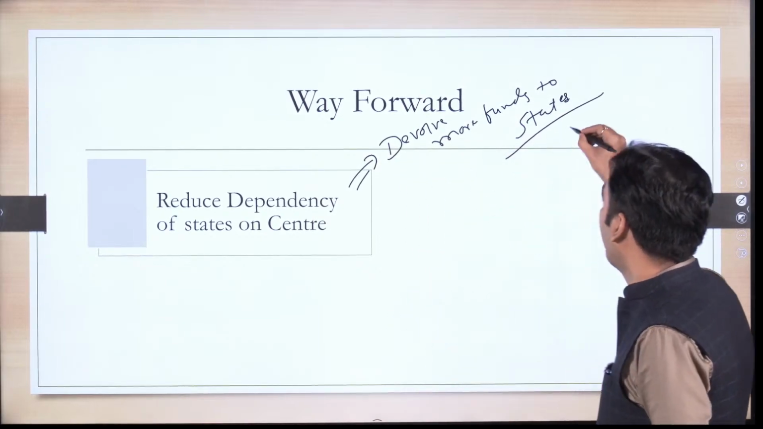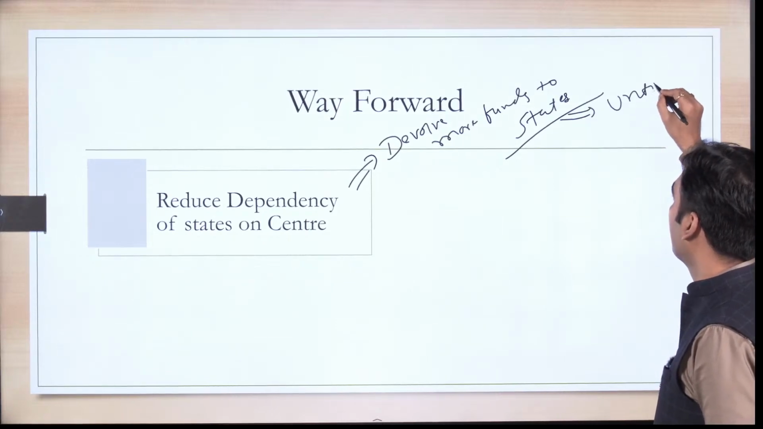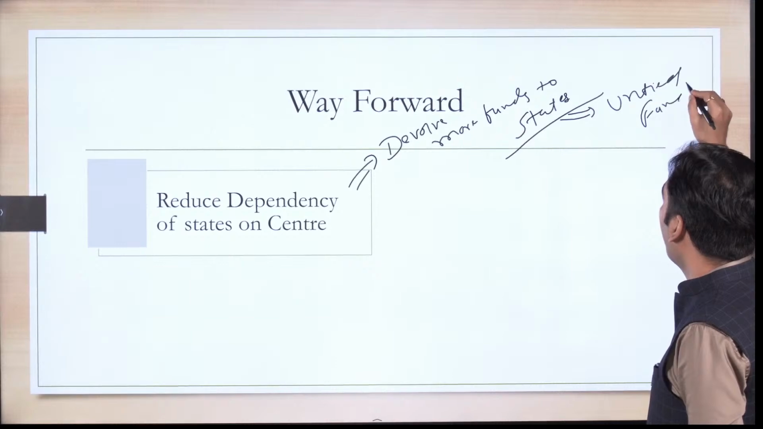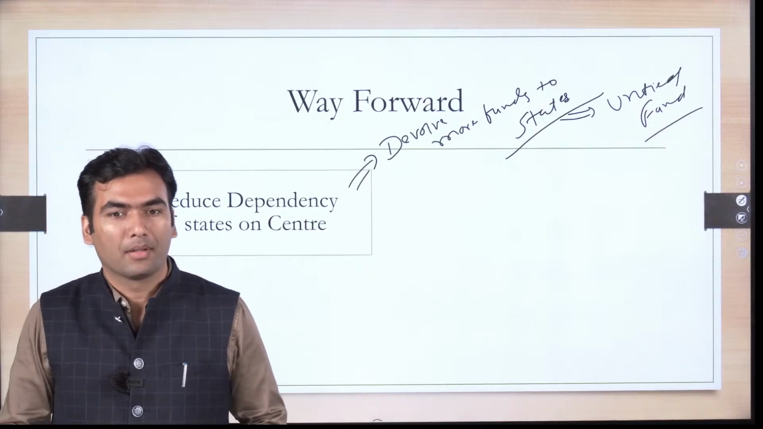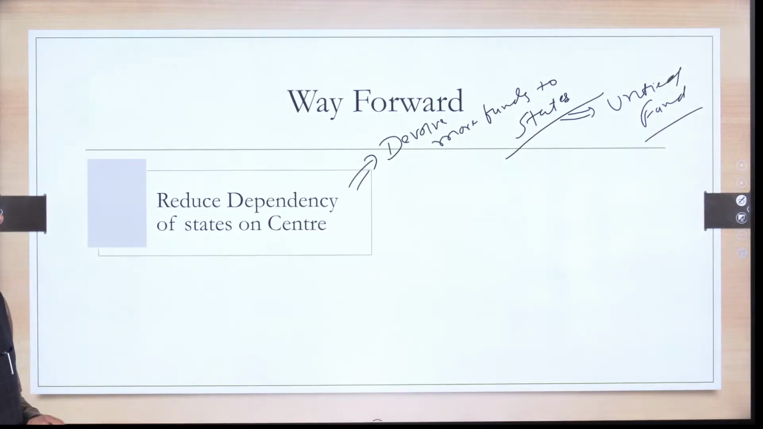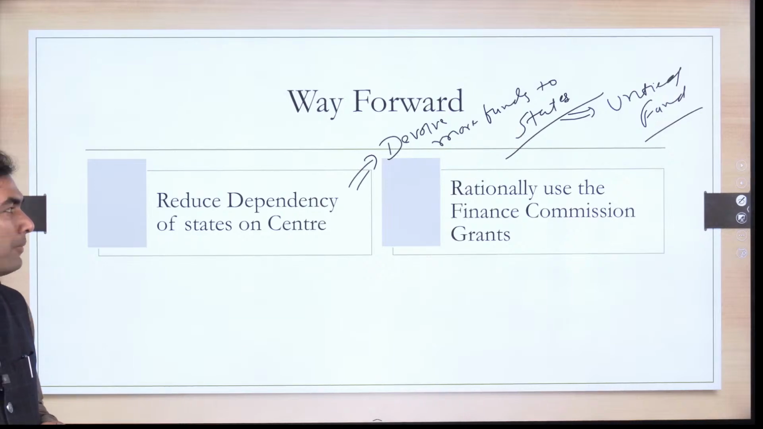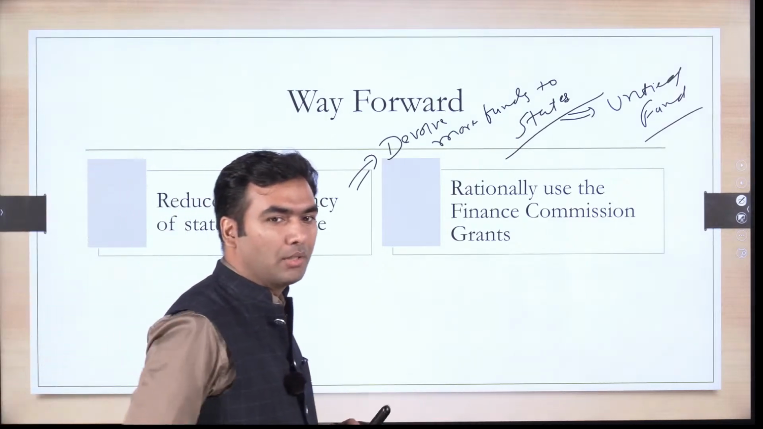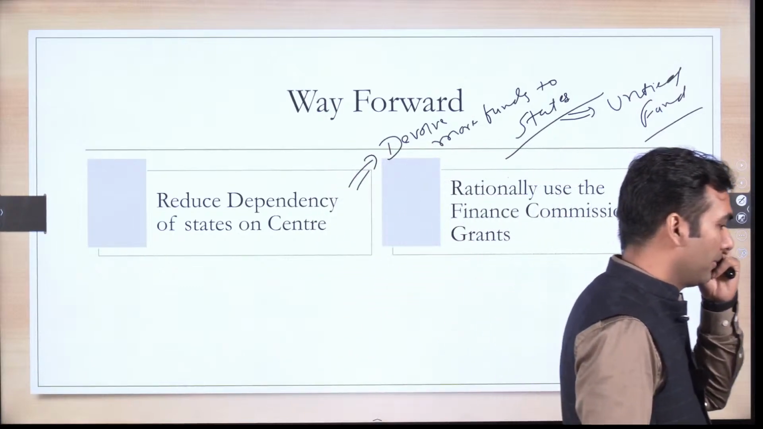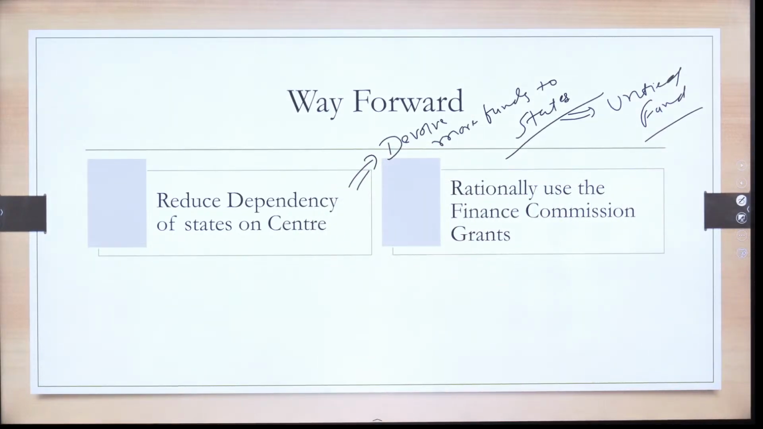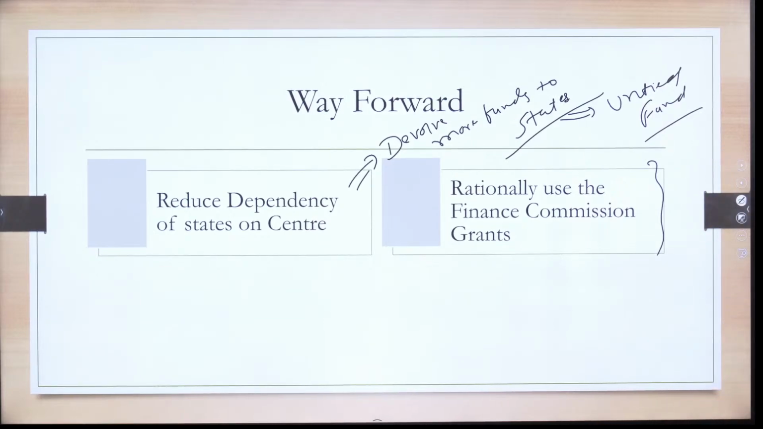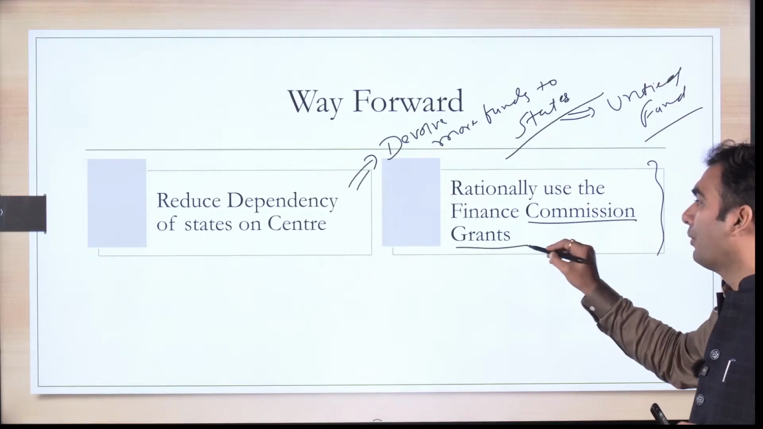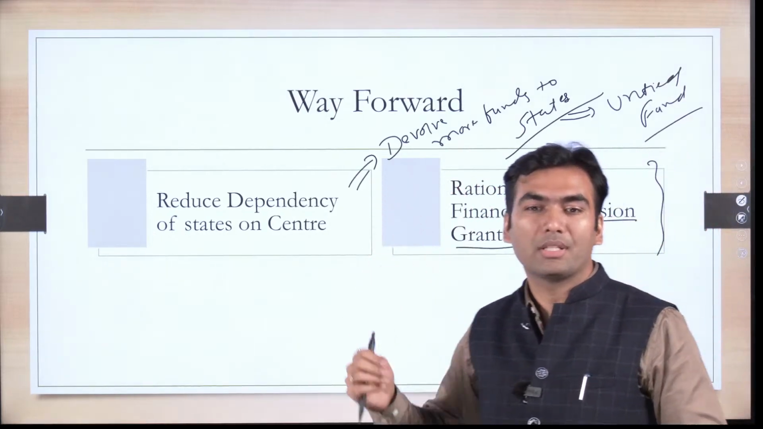Give them untied funds, or rather allow them to generate their own resources so that they are not dependent on the central government. We should allow the Finance Commission to look after the demands of these states who are demanding a special category status. So we should use the Finance Commission grants for meeting the special needs of these states, if they have any.